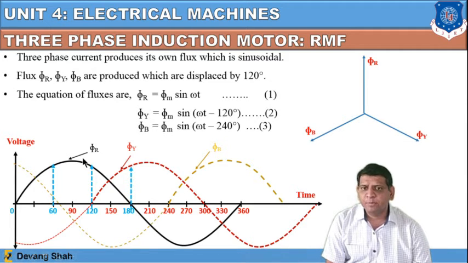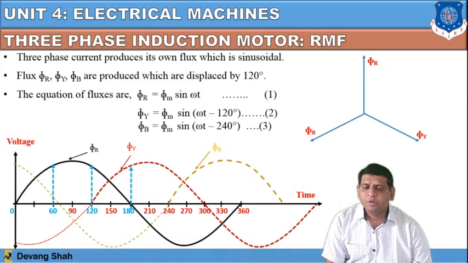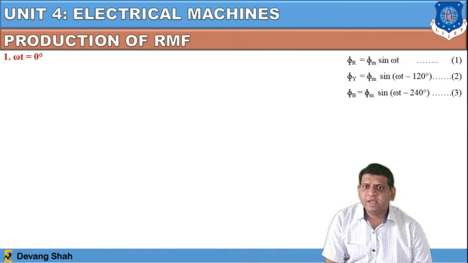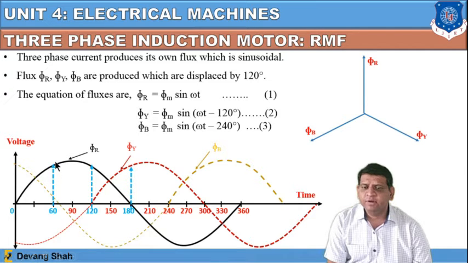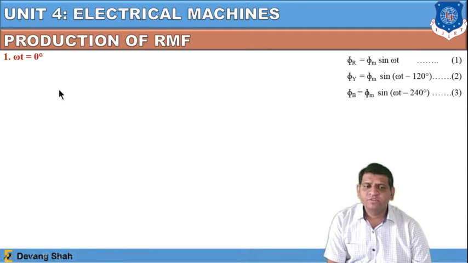Now all the fluxes are being produced at different angles: one at 0, another at minus 120, and the third at minus 240. During this process, if we look at the magnetic flux movement in the three-phase induction motor, we can take four instants: at angle 0, at 60, at 120 and finally at 180. Let us take the first instant where omega t is equal to 0.